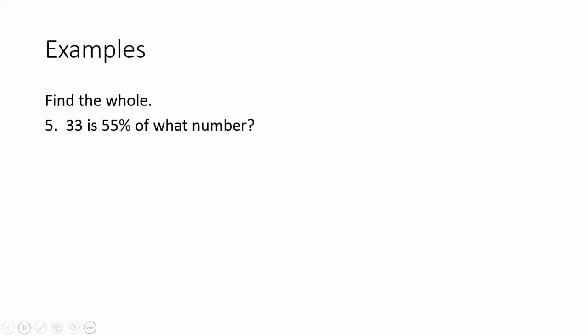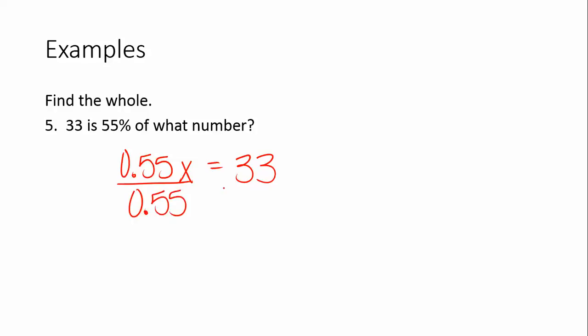Finally, we'll do some examples where we find the whole. So 33 is 55% of what number? So here, again, you've got to change the percent into a decimal. So it's 0.55x, because it's the whole that we don't know, and that equals the part, 33. So we divide both sides by 0.55, and x equals 33 divided by 0.55, which is 60. So that means that 33 out of 60 would be 55%.